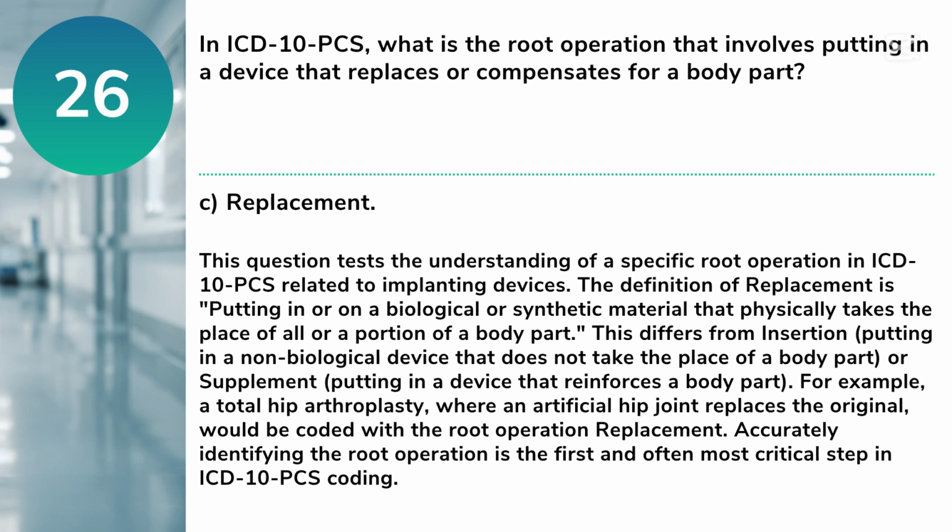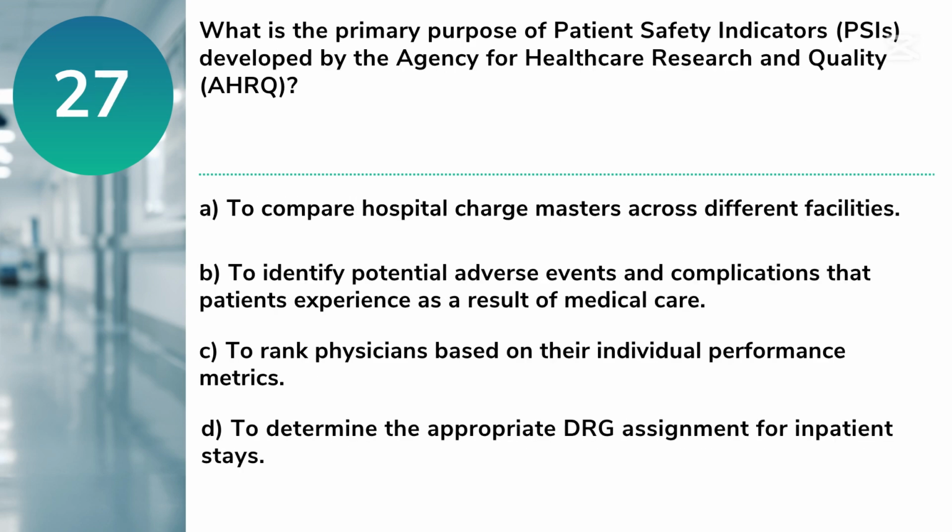Accurately identifying the root operation is the first and often most critical step in ICD-10 PCS coding. Question 27. What is the primary purpose of patient safety indicators, PSIs, developed by the Agency for Healthcare Research and Quality, AHRQ? A. To compare hospital charge masters across different facilities.